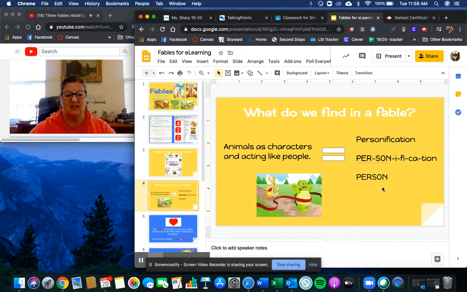Also, in that word personification, it begins like the word person. So that's our base word or our root word. And then suffixes have been added on. So that personification reminds us that they act like a person.